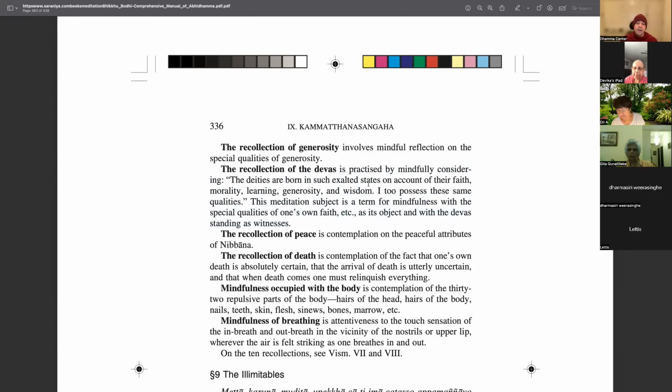This sort of meditation is often practiced by seasoned individuals who have a sense of restraint in the hindrances, right? Because you could very well understand, if a normal person was to start saying, I too possess these same qualities, it can go horribly wrong very fast, right?